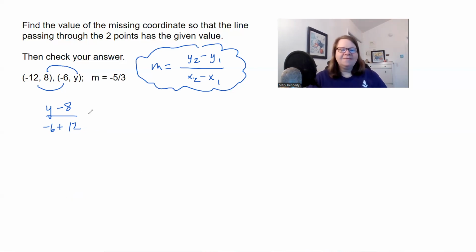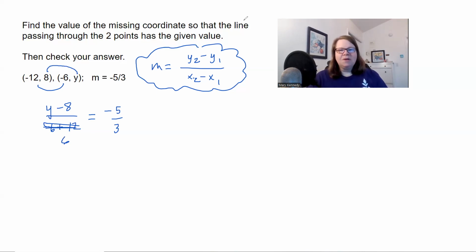All right. So now that is equal to the slope. I mean, that is going to be our slope. And our slope here is -5/3. So let me write it in a nice little fraction where I can kind of see it there. There's different ways to solve this. So my first thought is, well, I know that -6 plus 12, I can rewrite that. I know that that is actually 12 minus 6. So I can replace that with just 6.